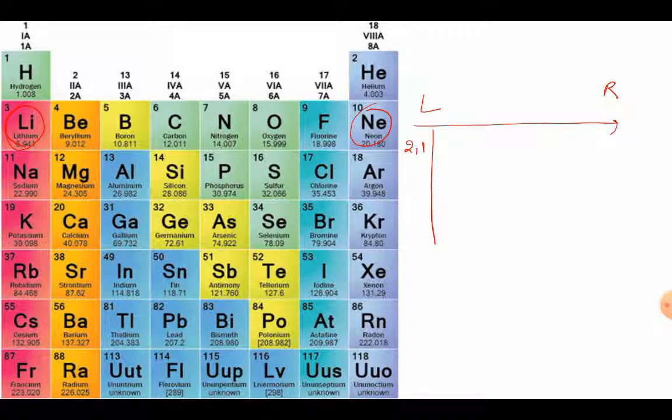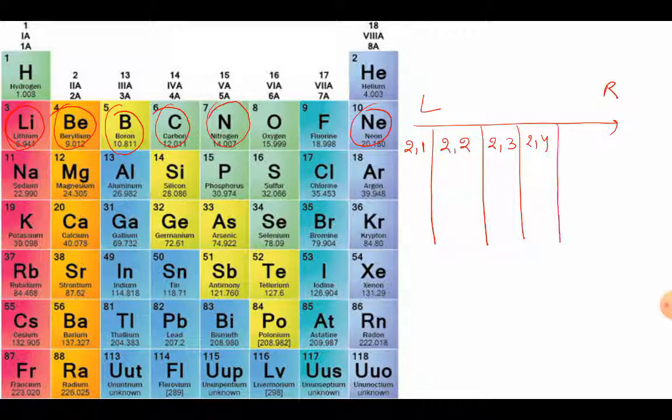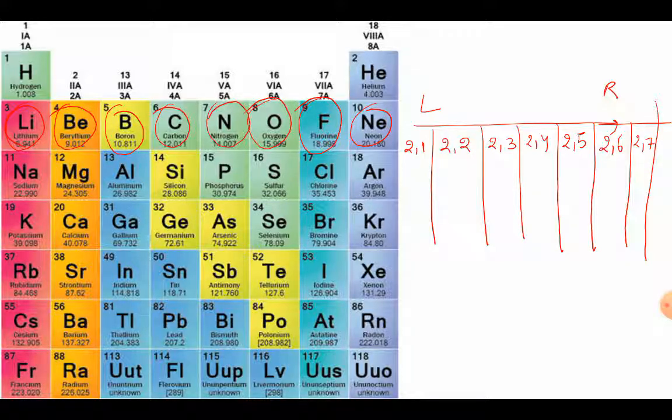Beryllium, the atomic number is 4. Configuration will be 2 and 2. Boron is 5. Configuration will be 2, 3. Carbon is 6. Configuration will be 2, 4. Nitrogen is 7 in atomic number, 2, 5 is the configuration. Oxygen atomic number is 8, configuration comes out to be 2, 6. Fluorine atomic number is 9, its configuration is 2, 7. And finally neon, its atomic number is 10 and the configuration comes out to be 2, 8.